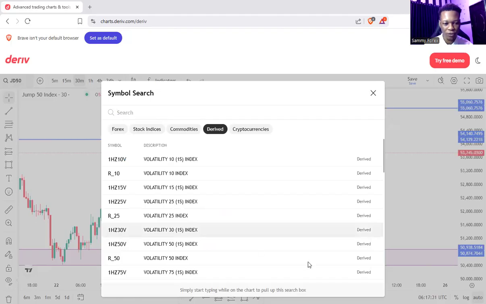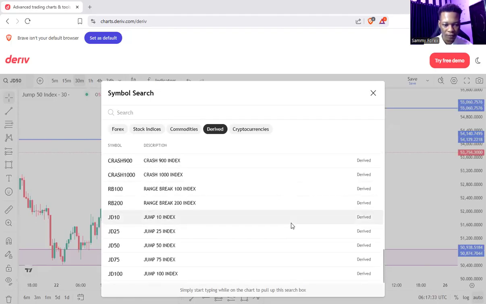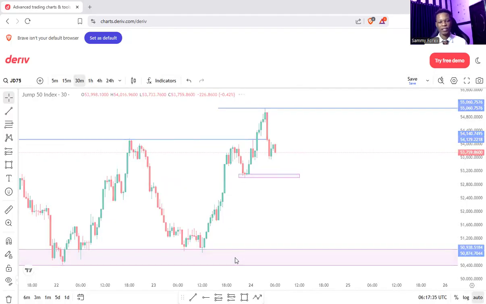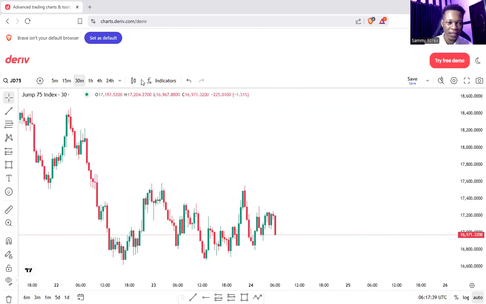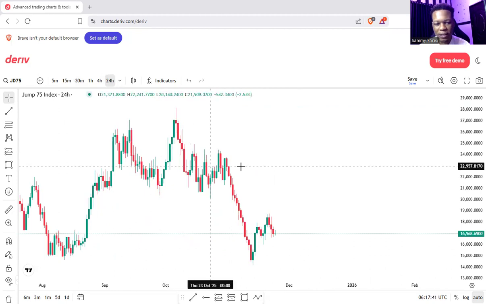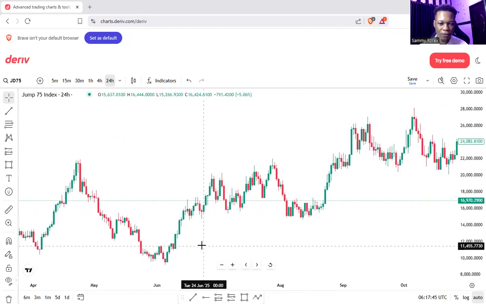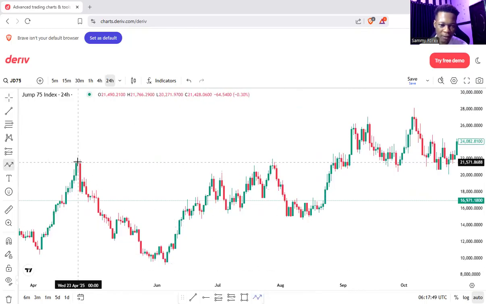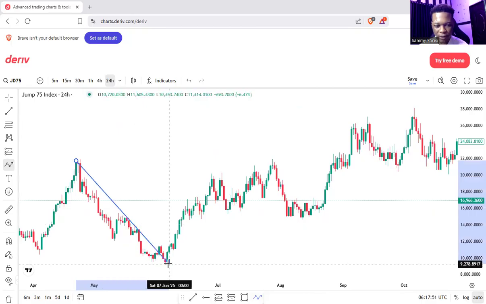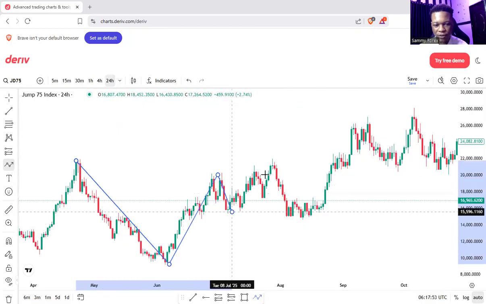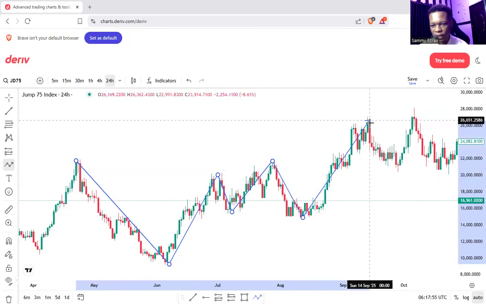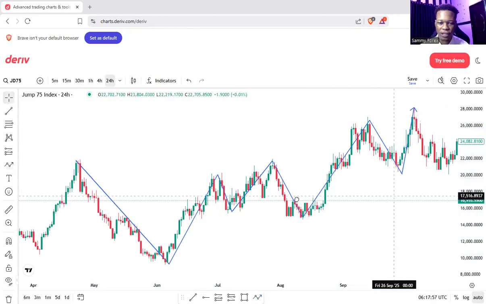So let's drop lower to what? 75 index. Jump 75 index. Let's see what Jump 75 index has for us. Let's go to the 24 hours time frame. Currently on the 24 hours time frame, if you notice, it was what? Bullish, swinging to the upside. This is it. Came back to this. This is when it dropped down, and then this is when it started swinging and swinging. So this is an uptrend swing.